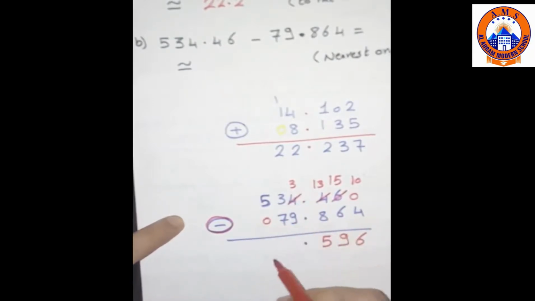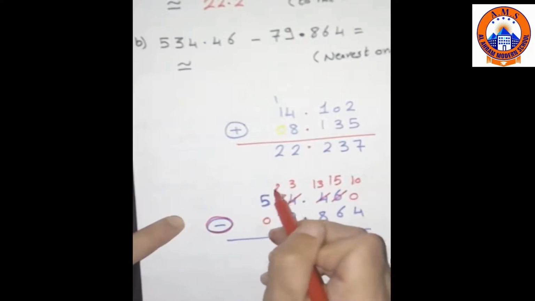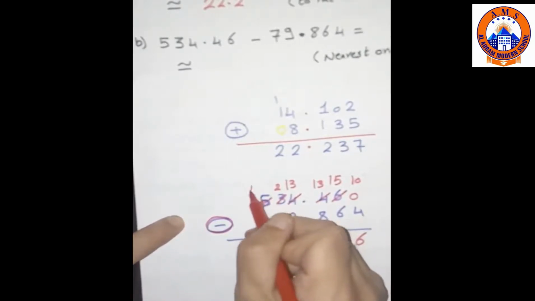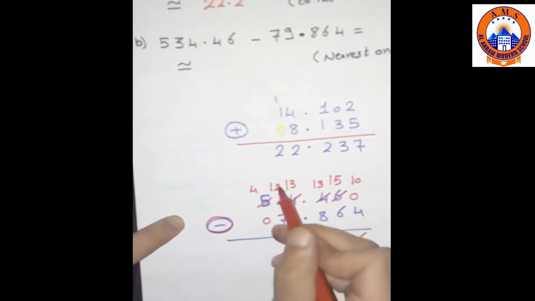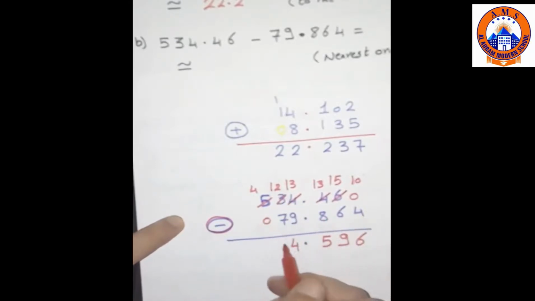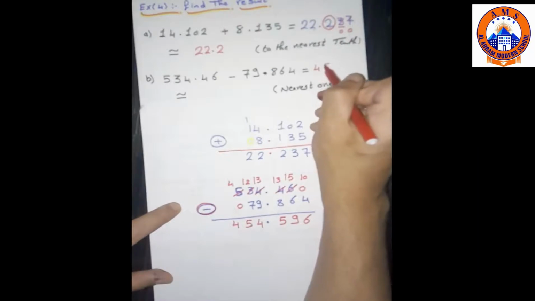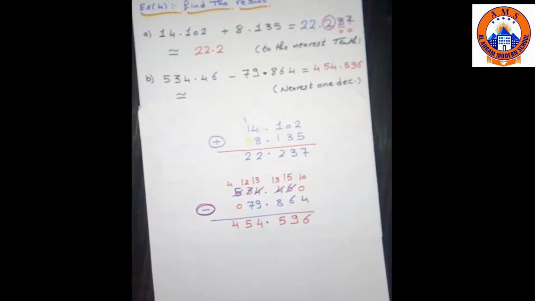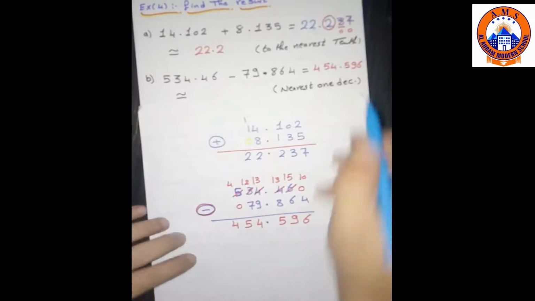3 minus 9 can't be. We're going to borrow. This will be 2. This will be 13. 13 minus 9 equals 4. 2 minus 7 can't be. We're going to borrow. This will be 4. This will be 12. 12 minus 7 equals 5. 4 minus 0 equals 4. So our answer is 454 and 596 thousandths.